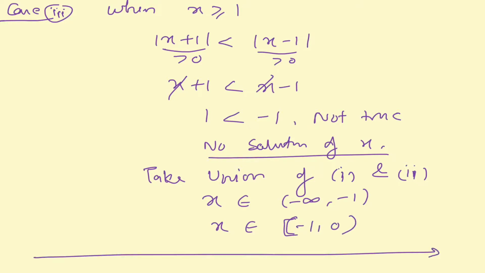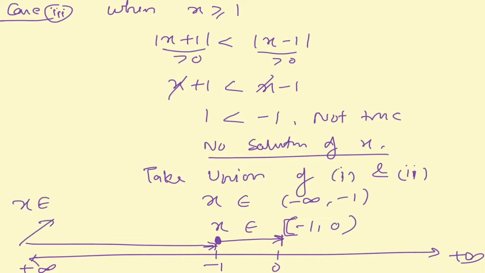How can you take this as a union? That is nothing but minus infinity to minus 1, that is this, and minus 1 to 0, where we are including minus 1 and 0. That means the answer will be nothing but x belongs to minus infinity to 0. That will be our final answer.